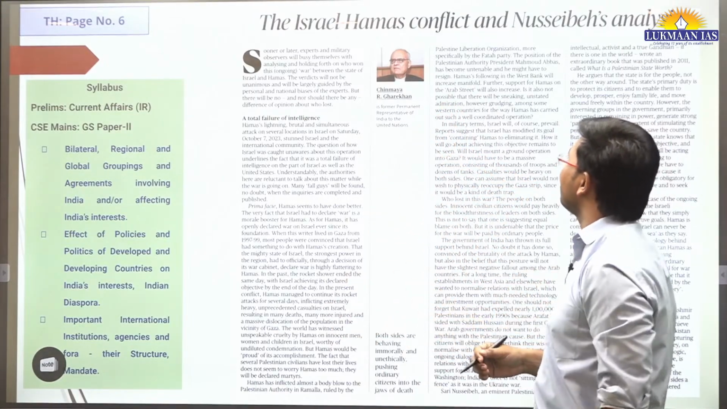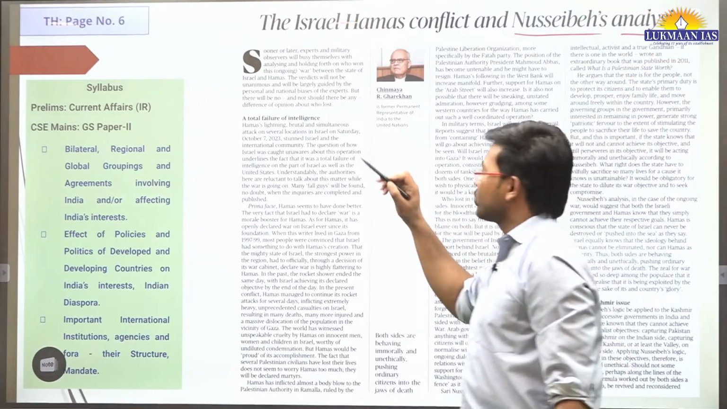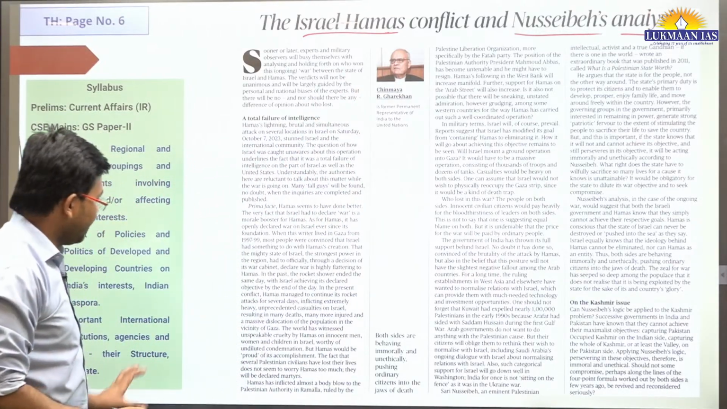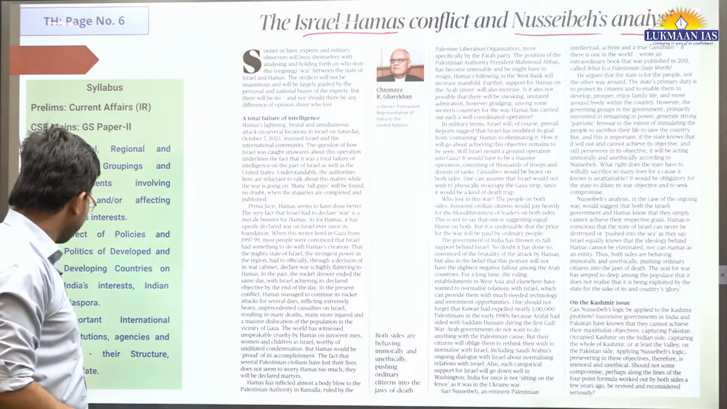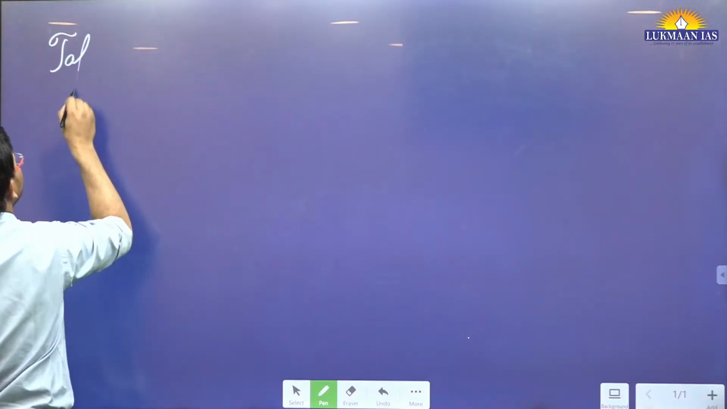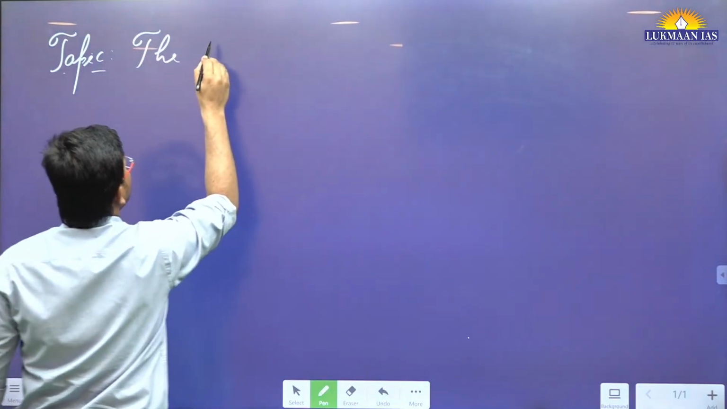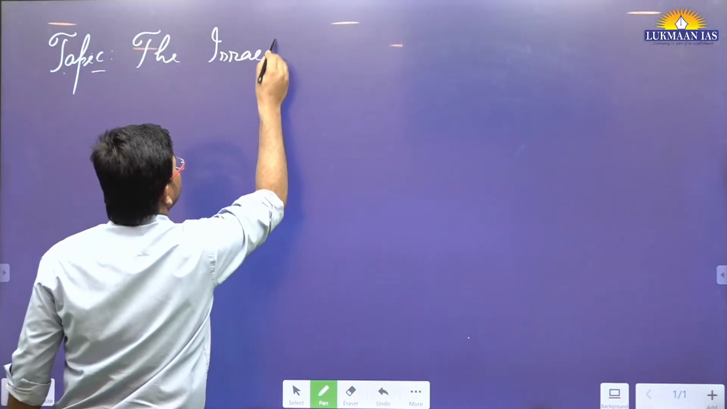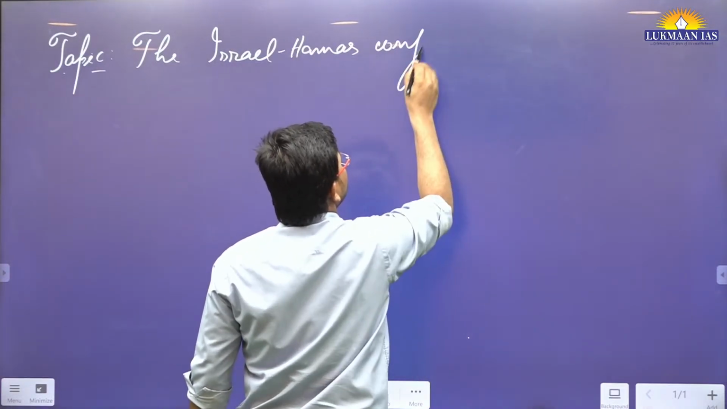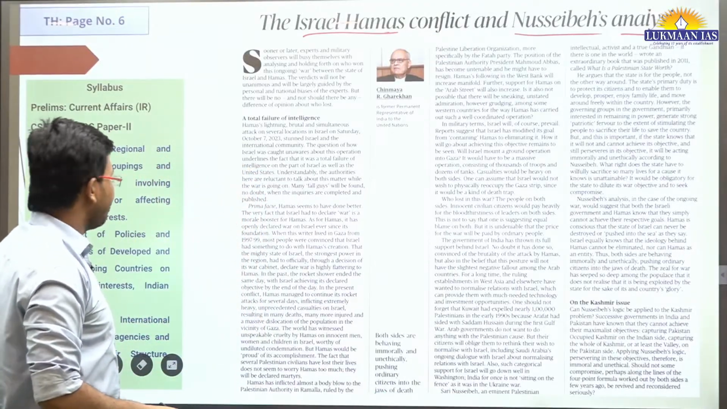It says the Israel-Hamas conflict and Nusseibeh analysis. So this topic is related to the Israel-Hamas conflict that is happening. This has been in the news, so that's why we need to understand this topic. The name of the topic is the Israel-Hamas conflict and Nusseibeh analysis.